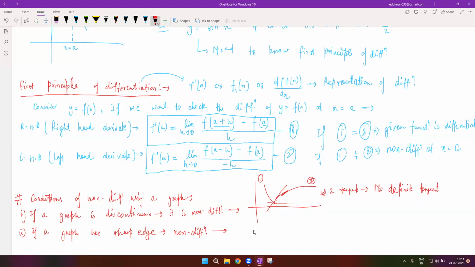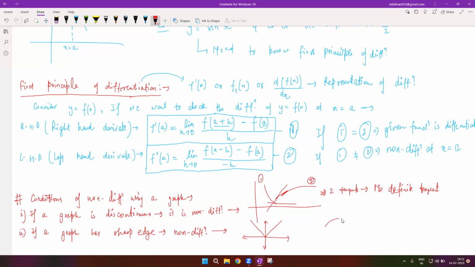Now let's also talk about sharp edge. We have discussed the graph of the modulus function before. While studying functions, we discussed the modulus function, and we also know its graph. This is in V shape. If you don't remember, I would like to revise it for you. The graph of the modulus function is in V shape, right? Now, this is a sharp edge. Sharp edge means the graph is reflecting back. The graph turns suddenly.